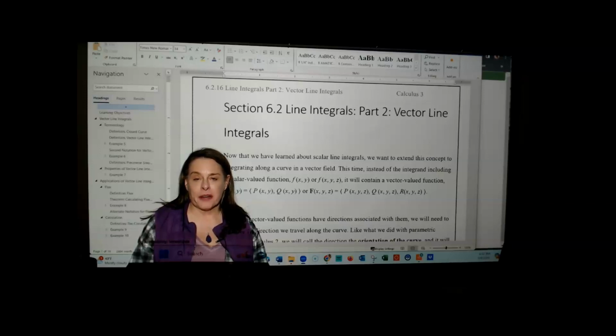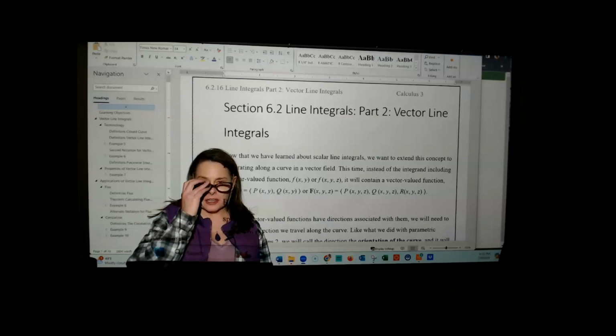In part 2 of the videos over section 6.2, we take a look at what are called vector line integrals. These are somewhat different from scalar line integrals in that the integrand will contain a vector valued function instead of a scalar valued function, f of x y or f of x y z. In fact, what we're going to find is that we're often going to compute these in vector fields, and the vector field will be a part of the integrand.